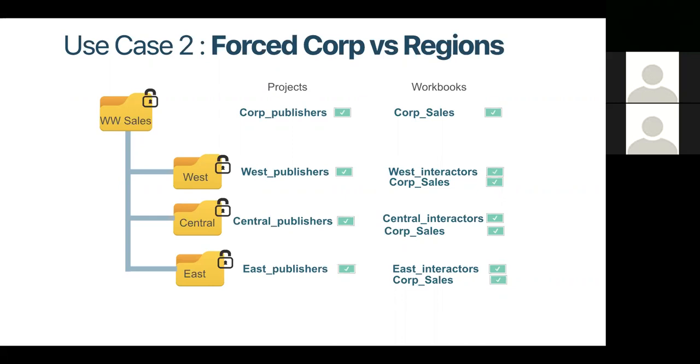You'll find it everywhere where you have a worldwide project. You also have regional projects. You want to lock them, but lock them with different permissions. For example, only the West region publishers can publish to the West, and also only the West interactors can see the West. This is how you will set it up at the project level and at the workbook level, as an example.